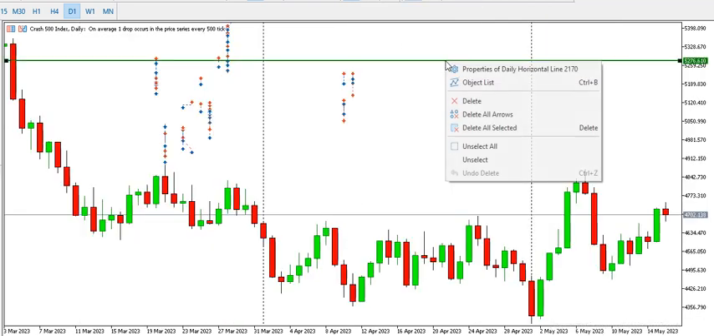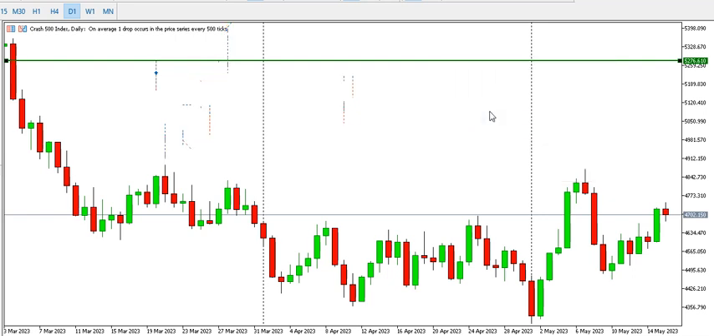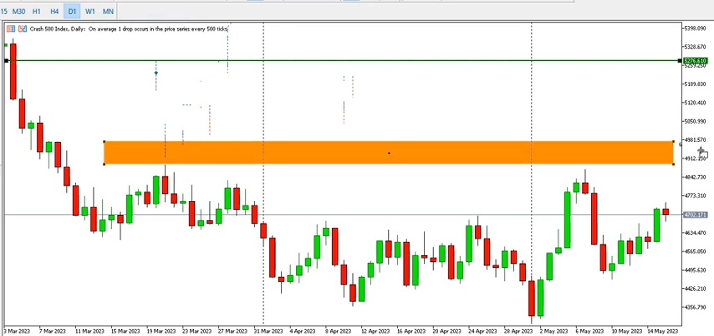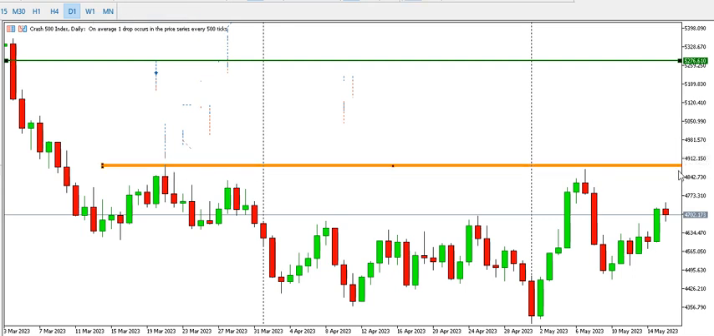Crash 500 Index on the daily time frame. It's been ranging for a couple of months now. This is the range top. We have the range top around here. It's been ranging.